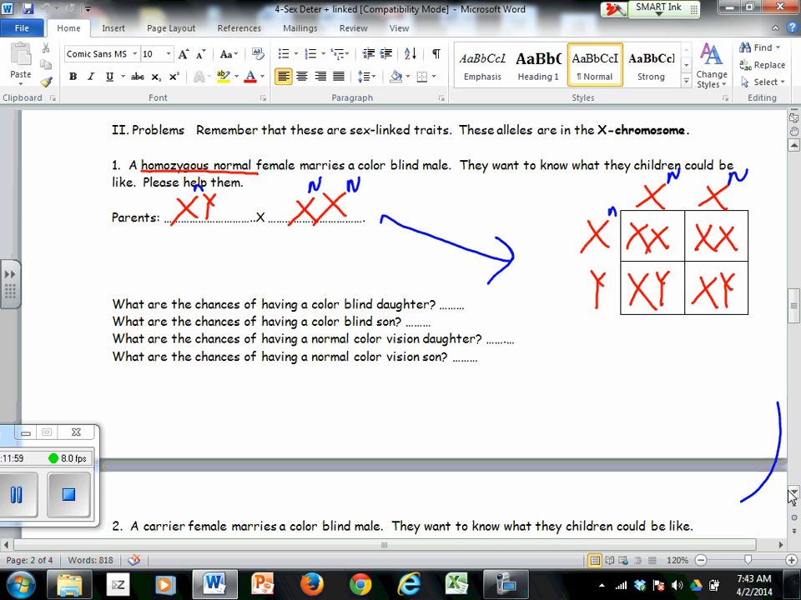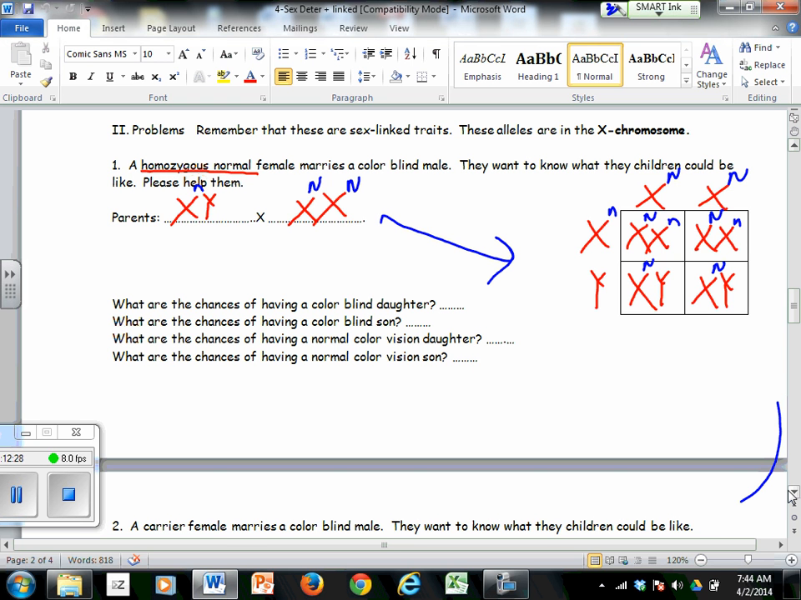So let's take a look at these traits. In the first box here, Mom donates the big N, Dad donates the little n. So you have a normal female. It's just heterozygous. She's a carrier. The second one, same thing. Mom donates the big N, Dad donates the little n. For the bottom one, Mom donates the big N for the X, and Dad donates the Y. Last one, Mom donates the big N, Dad donates the Y.